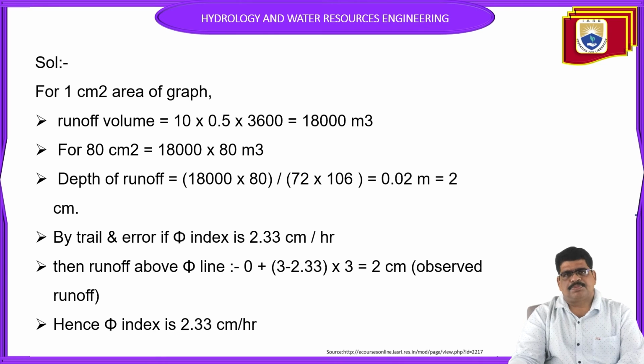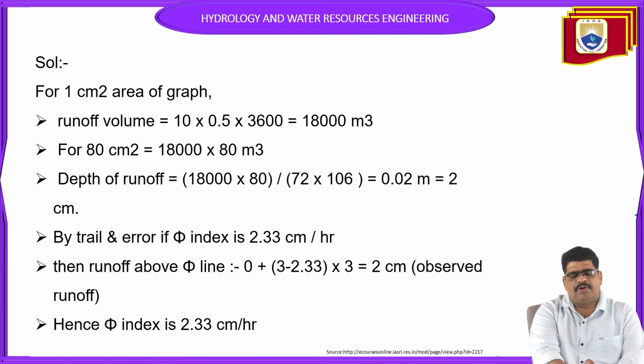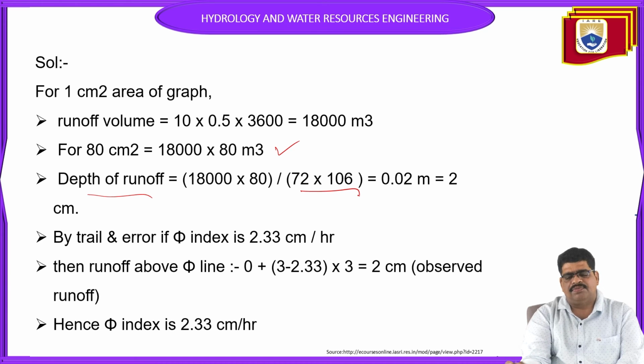Let us see the problem. 1 square centimeter of graph area is given. The runoff volume is equal to 10 into 0.5 into 3600, that is equal to 18,000 cubic meters. For 80 square centimeters, how much do we get? 18,000 into 80 cubic meters. And the depth of the runoff is equal to 18,000 into 80 divided by 72 into 10 to the power of 6. Sorry, it is 10 to the power of 6. So this is equal to 0.02 meter, that is, 2 centimeters.